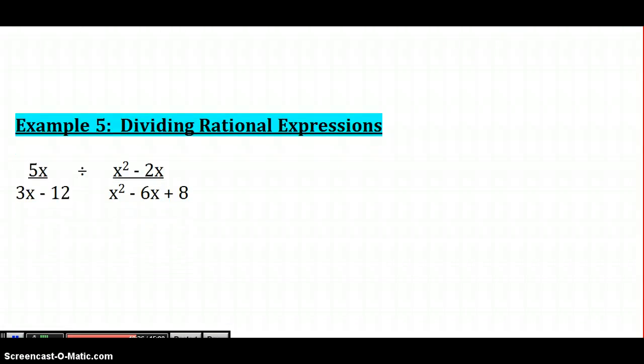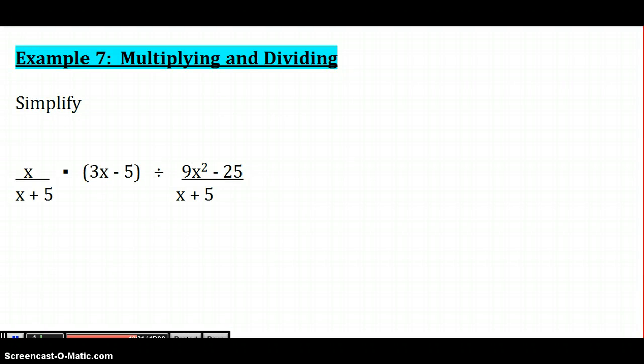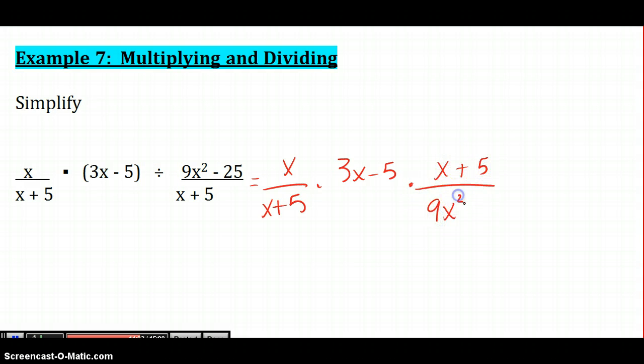I'm going to go down to one where we have multiplying and dividing. Remember that dividing is the same thing as multiplying by the reciprocal. So your first step when you have simply dividing or multiplying and dividing is to rewrite this so it's all multiplication. So I'm going to have x over x plus 5 times 3x minus 5. And now I just said dividing is the same as multiplying by the reciprocal. So you change this to multiplication and flip your fraction. And now you should be able to factor and cancel out just like you were before.